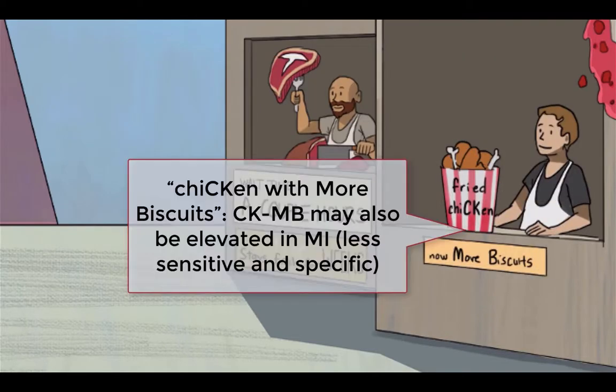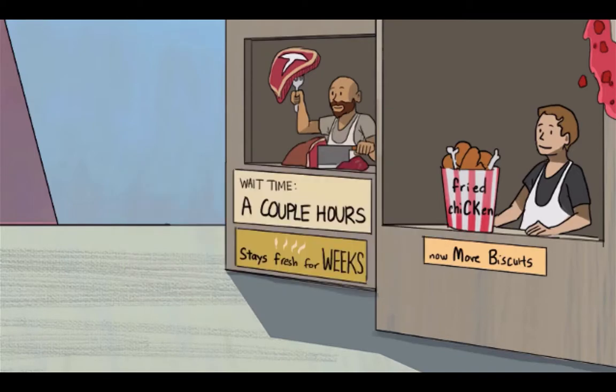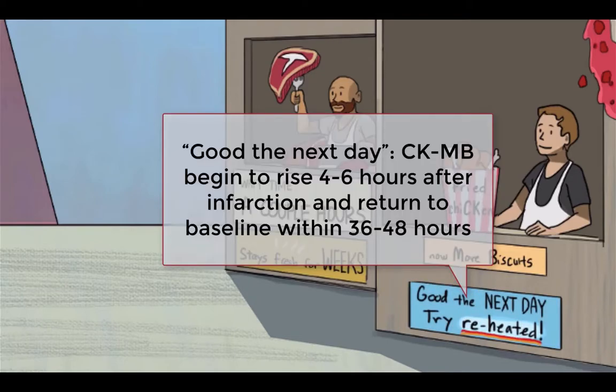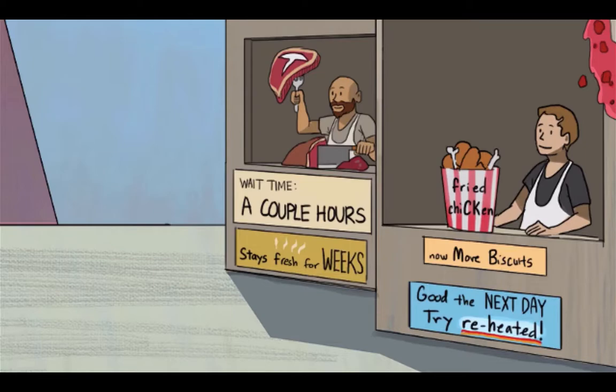Another cardiac biomarker is CKMB, a type of creatine kinase protein that is found predominantly in the heart and is released in the setting of myocardial infarction. However, it is less specific and sensitive than troponin because it can also be released by damaged skeletal muscle. CKMB levels begin to rise 4 to 6 hours after infarction, but may not actually be elevated compared to the normal range until 12 hours. Levels return to baseline within 36 to 48 hours, much sooner than troponin levels.